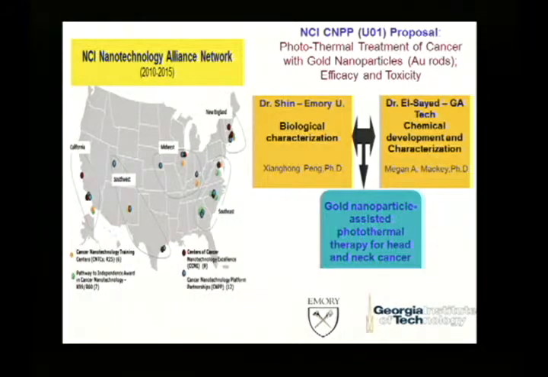Next. So basically now the NCI Nanotechnology Alliance Network is in its second term of 5 years, so we've done it for almost 10 years. Now we have multiple institutions from the East Coast, Midwest, Southwest, and West Coast, more than 30 institutions participating. This is the NCI Nanotechnology Alliance. And we have one project going on here, photothermal treatment of cancer with gold nanoparticles. This case is nanorod, in collaboration with Georgia Tech, Dr. El-Sayed's group, and my group.